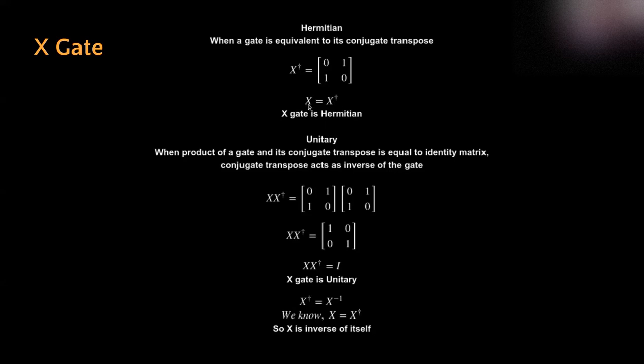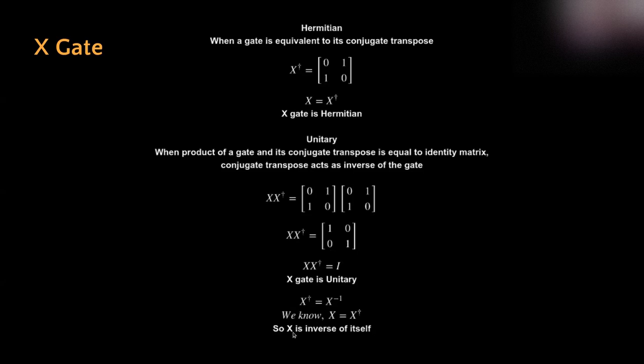And when we take the product of X gate and its conjugate transpose, and if we get the identity matrix, then the X gate is unitary as well. And from matrix multiplication, we know that if we have a matrix X and we multiply it with another matrix and get identity matrix, then that other matrix is basically its inverse. So X dagger, or the X conjugate transpose, is the inverse of X.